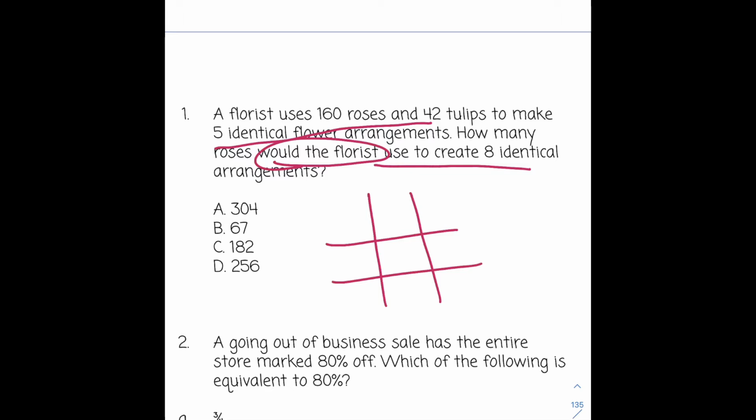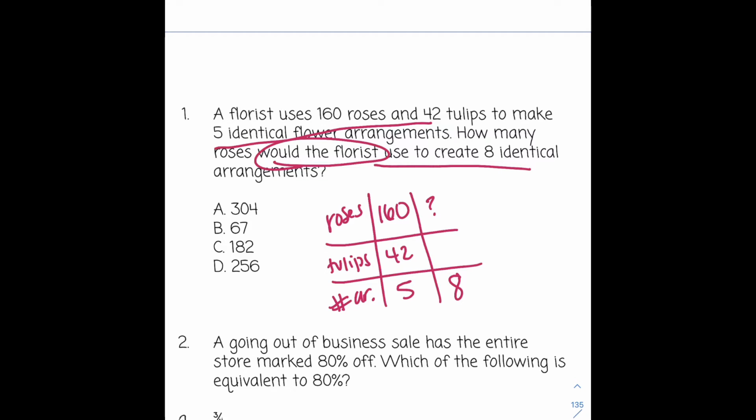So I'm going to have 3 columns because I have roses and tulips, and then the number of arrangements it makes. Okay, so a florist uses 160 roses for every 42 tulips to make 5 flower arrangements. And I want to know how many roses if we make 8 arrangements.